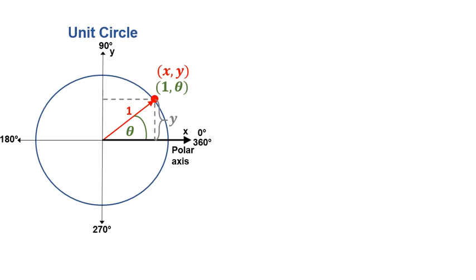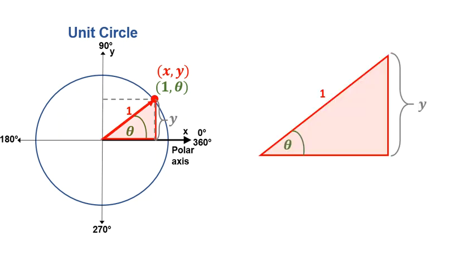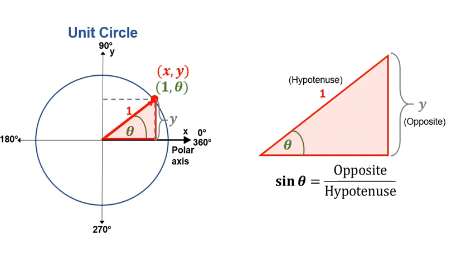We know that the height of this point is y, since it has a coordinate xy. Let's consider the red triangle. I just have a bigger version of it on the right. We know that it has a height of y. We call the side with a length of 1 the hypotenuse, and the side with a length of y the opposite side, since it is opposite to the angle theta.